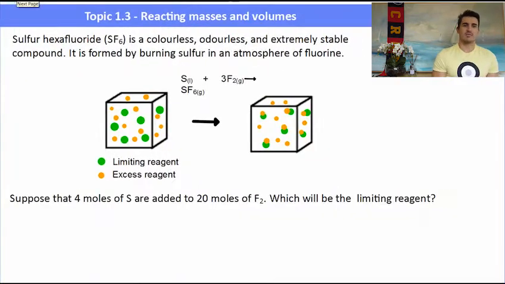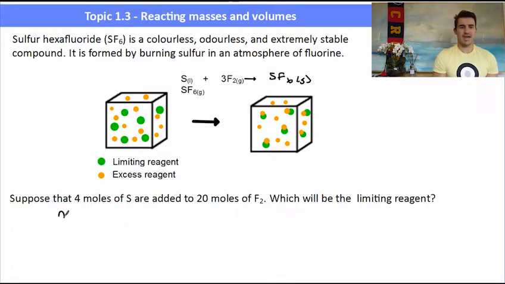Let's take that to a chemical reaction. Sulfur hexafluoride is a colourless, odourless, extremely stable compound formed by burning sulfur in an atmosphere of fluorine. The ratio is 1 mole of sulfur plus 3 moles of fluorine forms 1 mole of sulfur hexafluoride. With little diagrams, you could see that the limiting reagent would be in green, and they are all consumed in the reaction. The excess reagent are the brown dots. At the end of the reaction, there's some brown dots left over, so it's in excess.